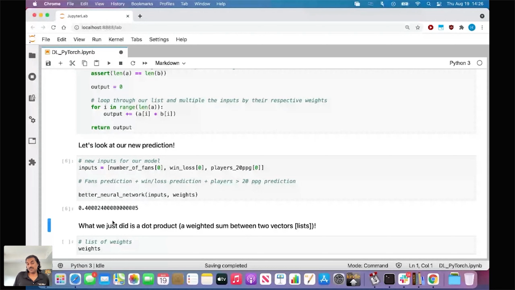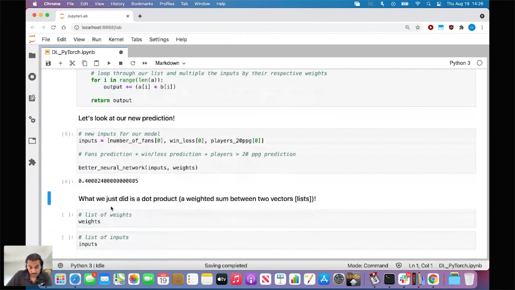For me, it definitely helped me see a lot more clearly what, at its core, a neural network is. In this very, very simplified example, it's a weighted sum between two vectors. We're multiplying straight through the weights and the values in each list.